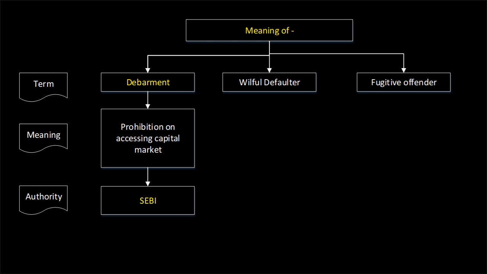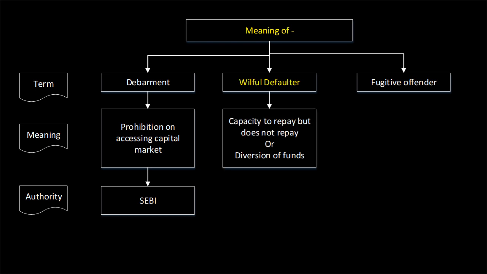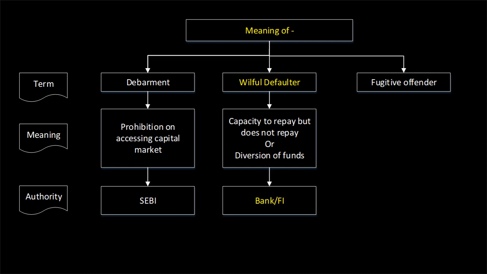Now let us see the meaning of willful defaulter. Willful defaulter is a term used for borrowers who avail a fund-based or non-fund-based facility from a bank. A borrower is said to be a willful defaulter when the borrower has the capacity to repay but does not repay the loan to the lender, or the borrower diverts or misutilizes the funds borrowed. If these conditions are met, then the lending bank or financial institution may declare the borrower to be a willful defaulter.